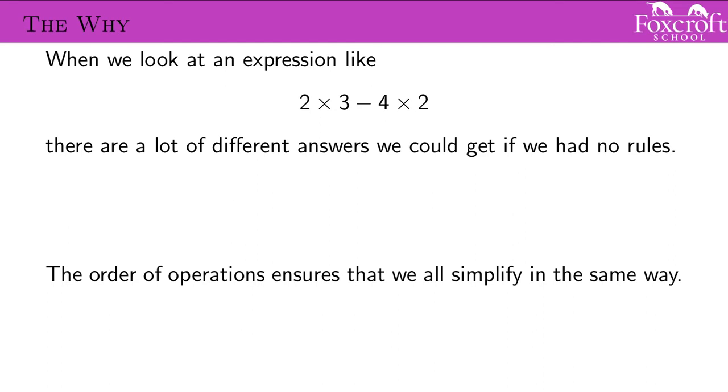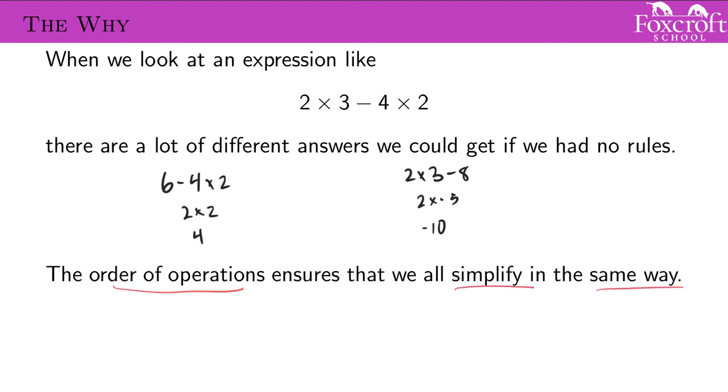You could do 2 times 3 is 6. Then 6 minus 4 is 2. And 2 times 2 is 4. So that's one way you could do it. You could also do it right to left. So the first thing I do is 4 times 2 is 8. And 3 minus 8 is -5. That gives me -10. So I get these two different answers because I did it in two different ways. But the order of operations makes sure we all simplify in the same way, so we're all going to get the same answer.